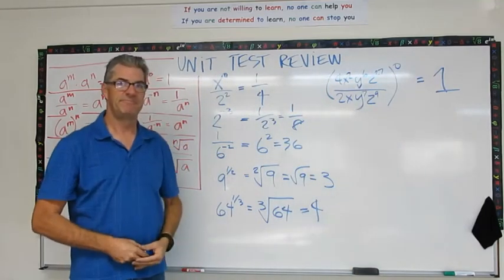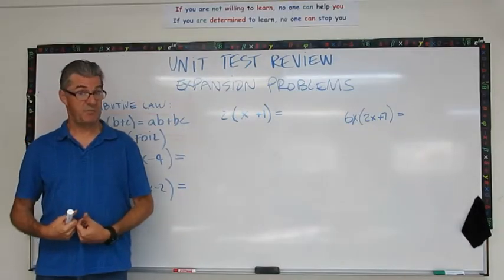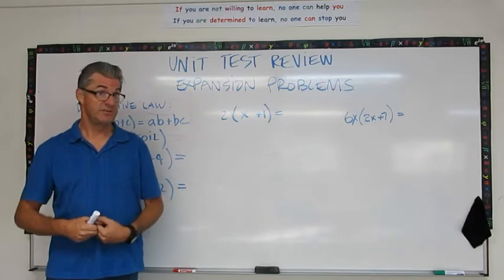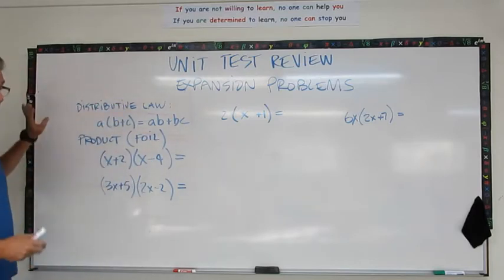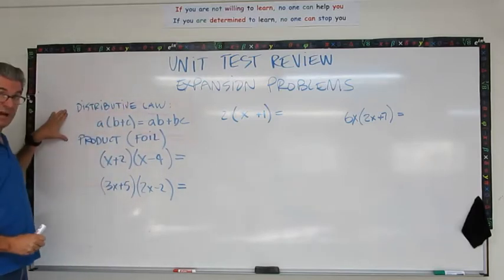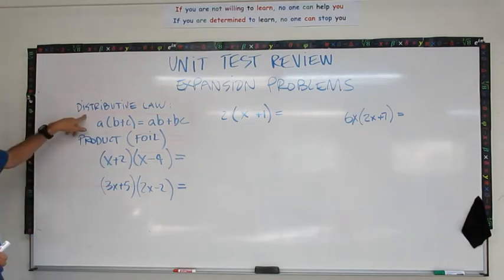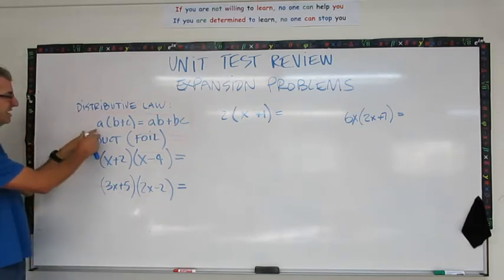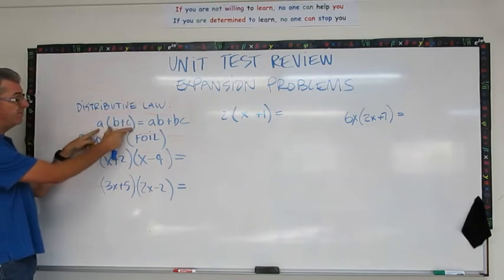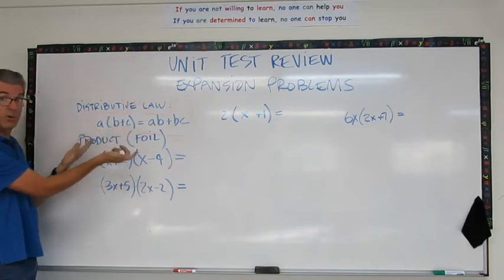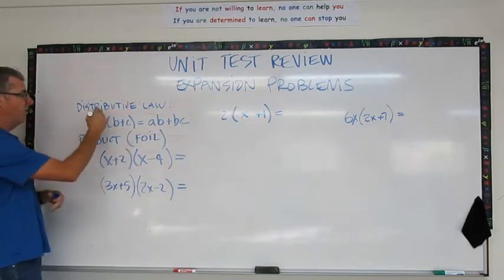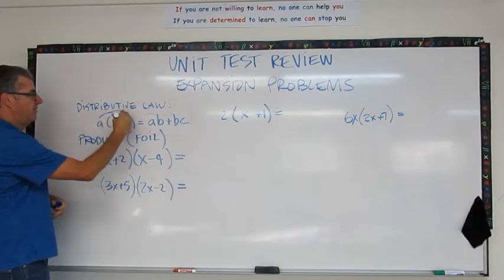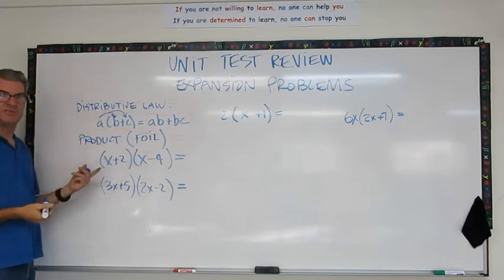Okay, let's take a look at expansion, the last chapter in this unit. We had a bunch of different rules. I'm going to go over 2 of them right here. The first one we did was the distributive law. This just says when you have something outside of parentheses with 2 or more things inside, you just multiply the outside by whatever inside terms you have.